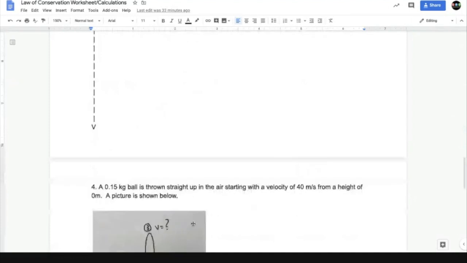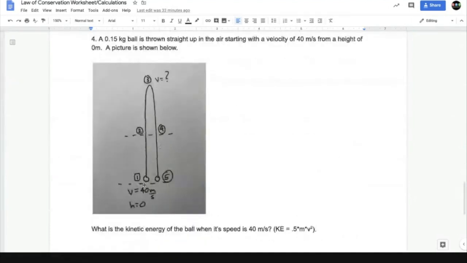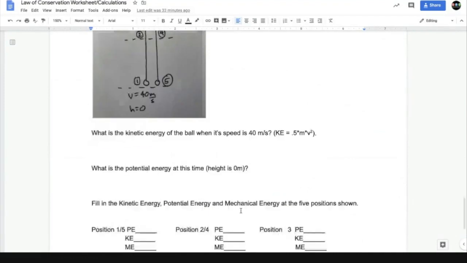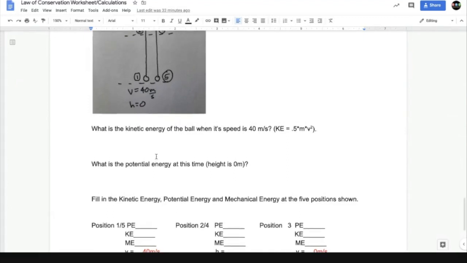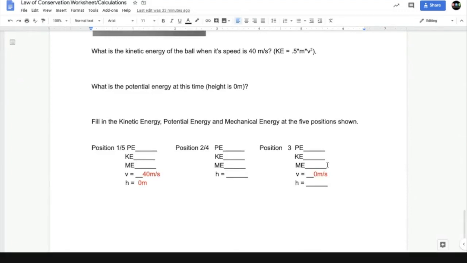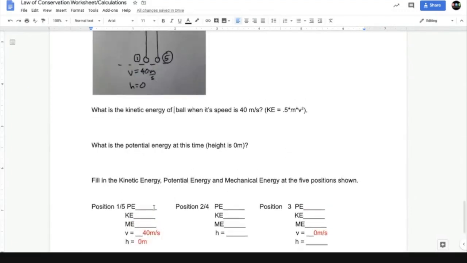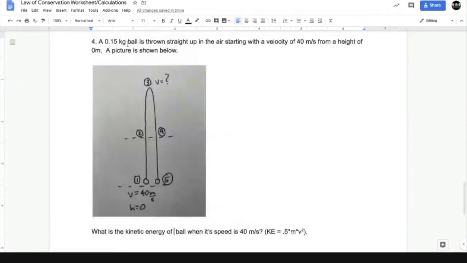And then we keep going down here, and then finally at number 4, you throw a ball straight up in the air and it comes back down. You start with a velocity of 40 meters per second and a height of 0. So this time I'm actually going to have you calculate what that kinetic energy is at the very beginning. What is the potential energy at the very beginning when the height is 0, and then the rest of it is very similar to what you see here. And again, you'll need the mass to calculate the kinetic energy, and the mass is given to you at the beginning of that problem.